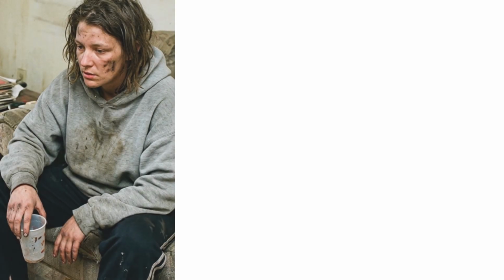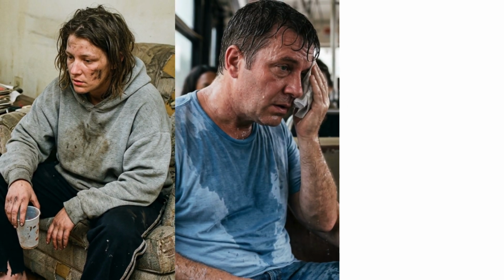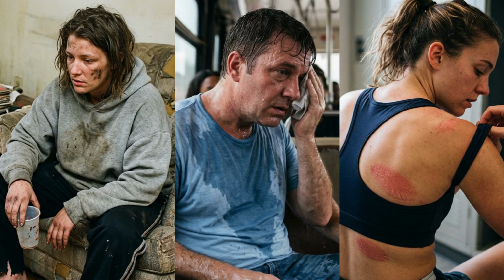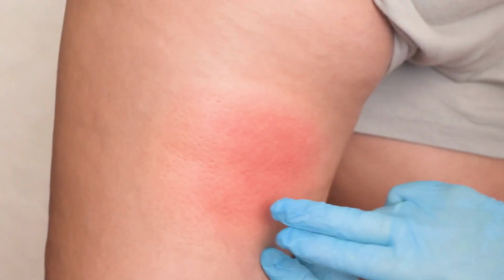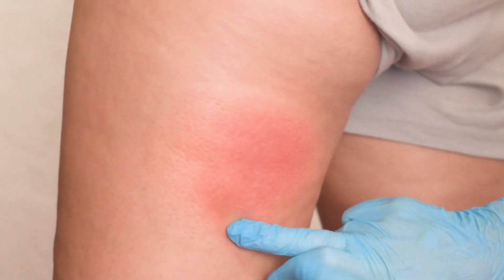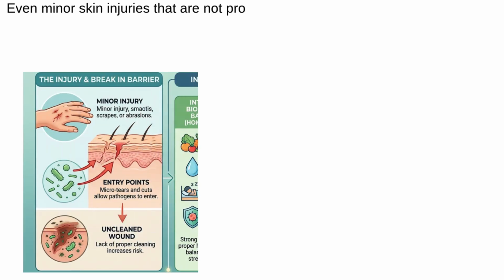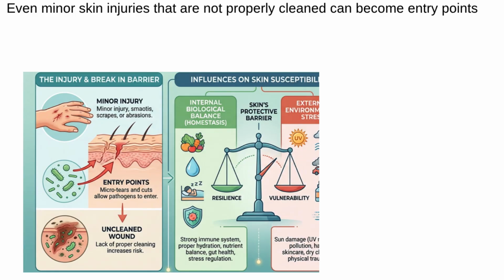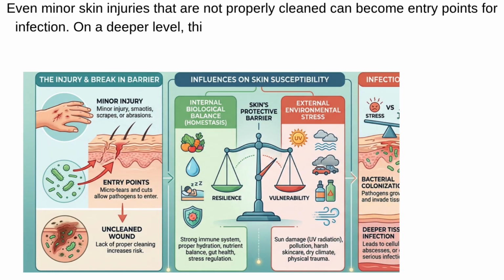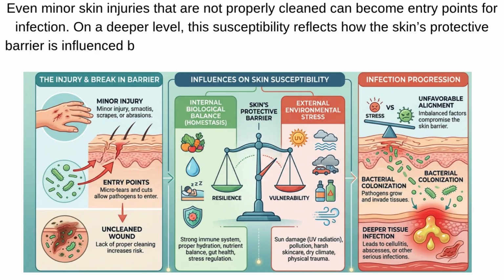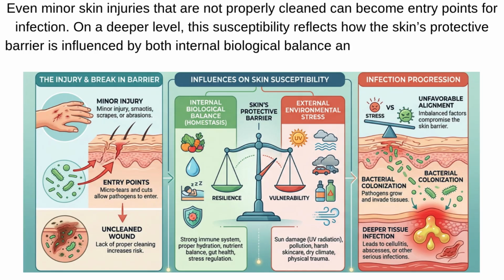Beyond internal health conditions, external factors also play a major role. Poor hygiene, excessive sweating, friction from tight clothing, and repeated skin irritation can all increase the likelihood of bacterial entry and follicle blockage. Even minor skin injuries that are not properly cleaned can become entry points for infection. On a deeper level, this susceptibility reflects how the skin's protective barrier is influenced by both internal biological balance and external environmental stress.